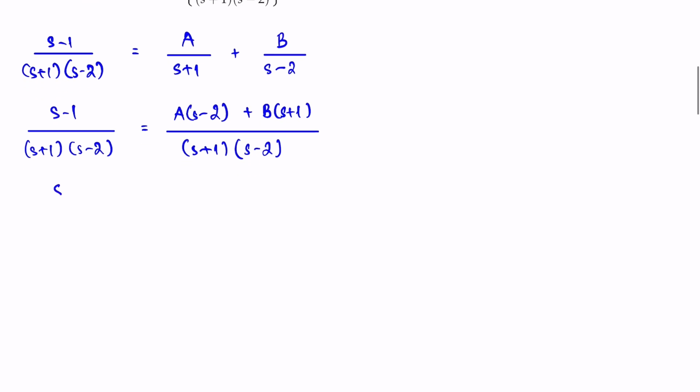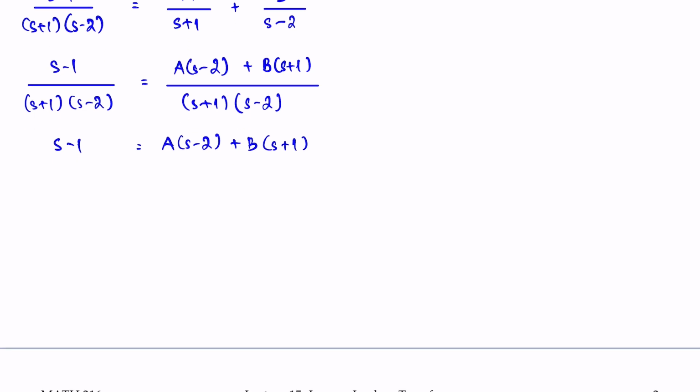That is s minus 1 equal to a times s minus 2 plus b times s plus 1. And the job is to find the values of capital A and capital B. There are multiple ways to do it, but usually my go-to method is just to get rid of one fraction, to get rid of one constant and find the value of the other constant.